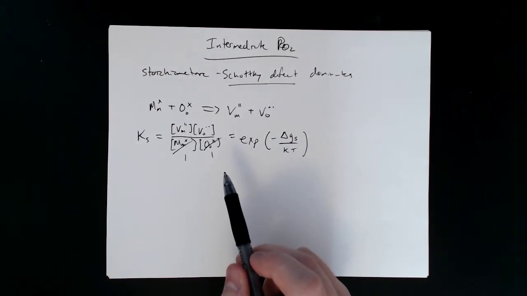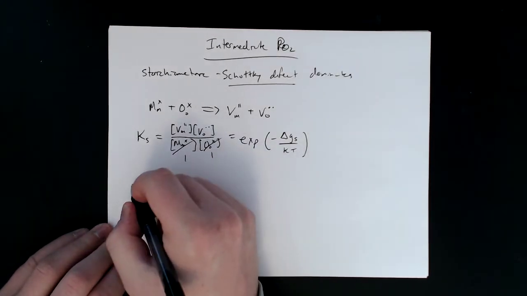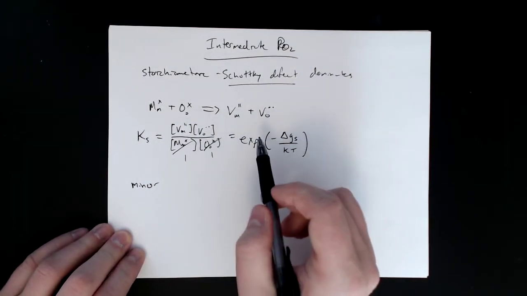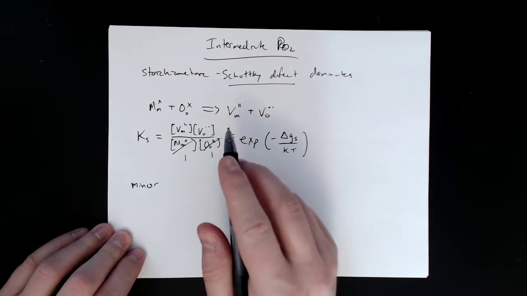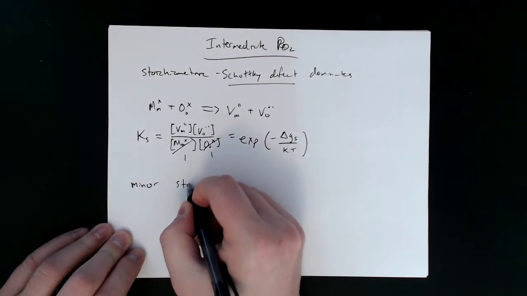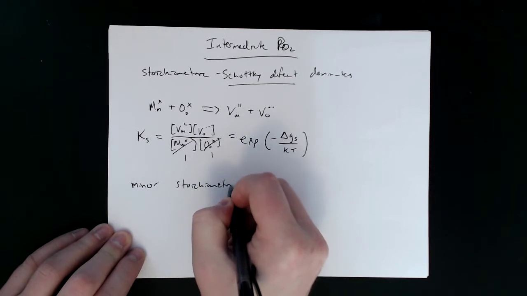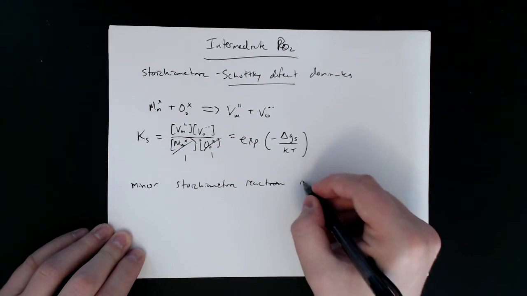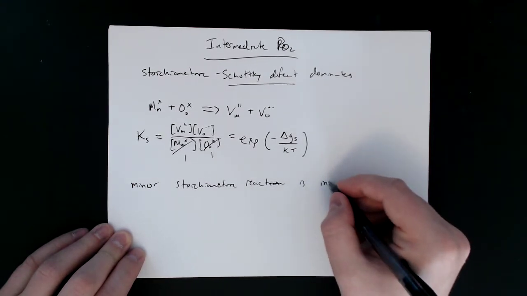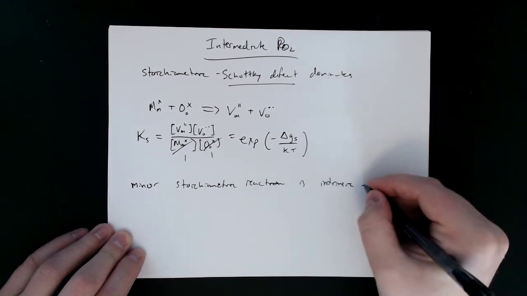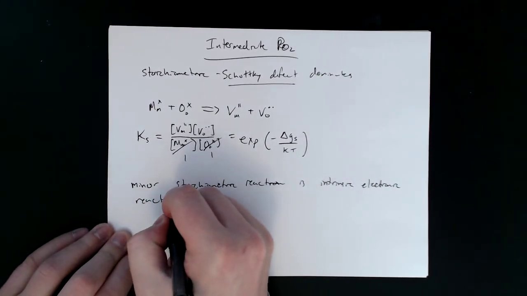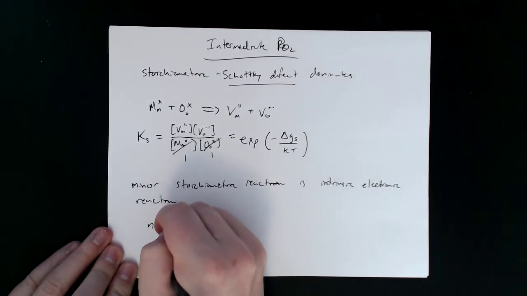And so we also may consider what the minor reaction might be, right? We have this as the major one that's happening, contributing a lot of species like vacancies, but we're going to say the minor stoichiometric reaction is the intrinsic electronic reaction. So we're going to go ahead and define that, and we already know how that's written, right?